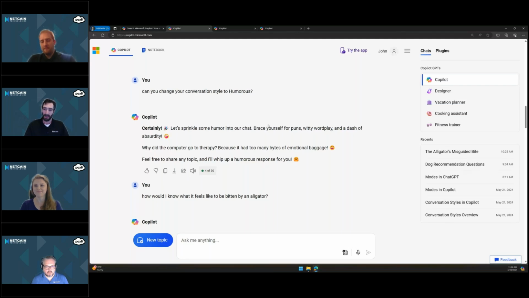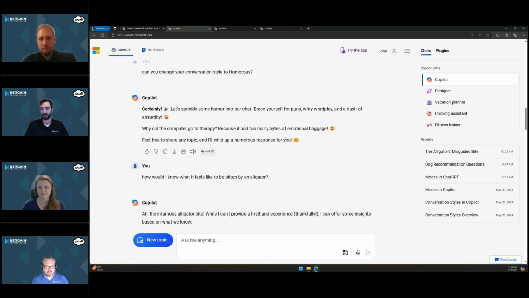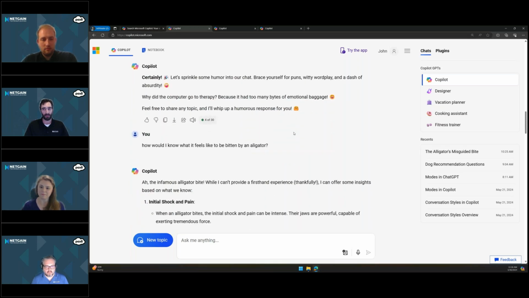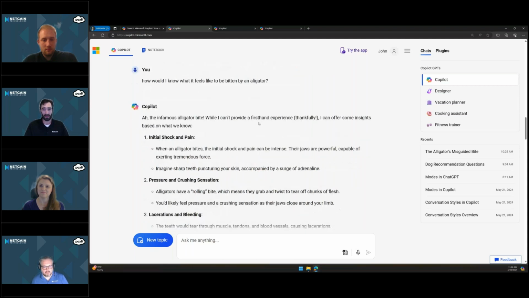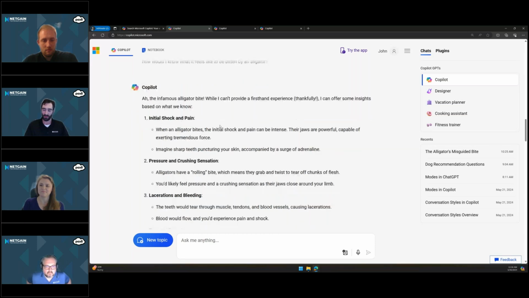Okay, cool. So I'm going to ask it now, in this current style, what it looks like to be bitten by an alligator. All right. So now it's being humorous. Remember that. He's going to give us a little bit of fun in there while still keeping it a little bit accurate. So it kind of goes through the steps. We don't have to go through each one of these.